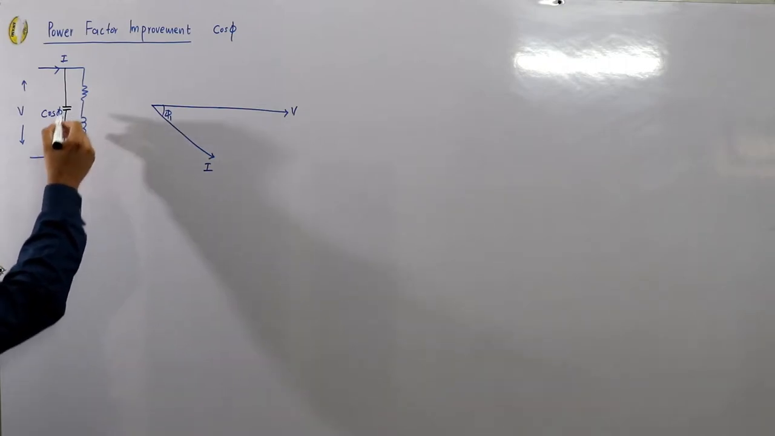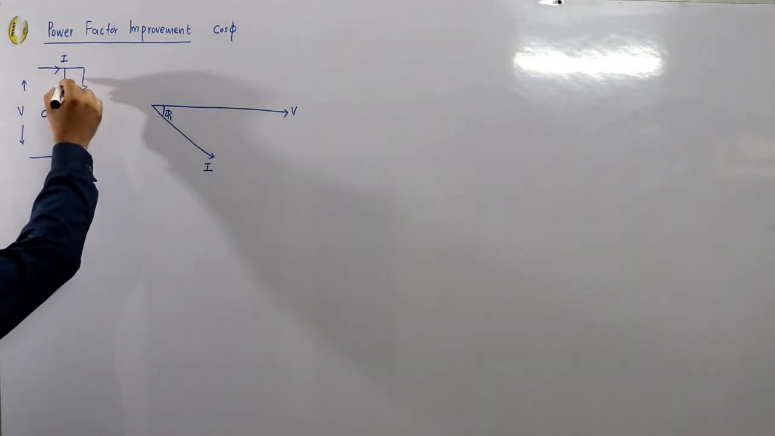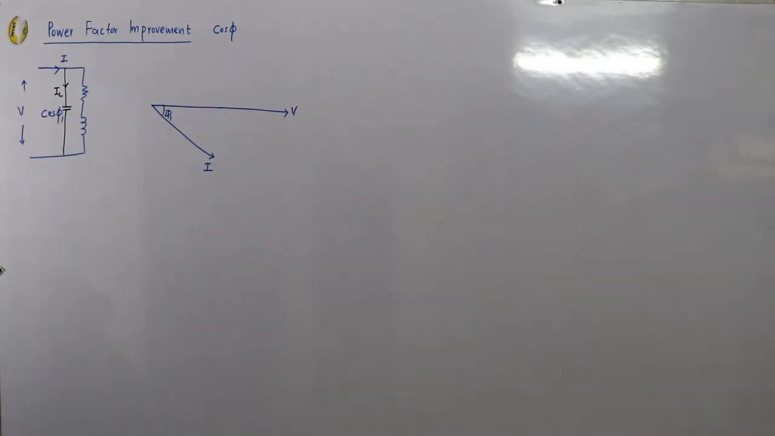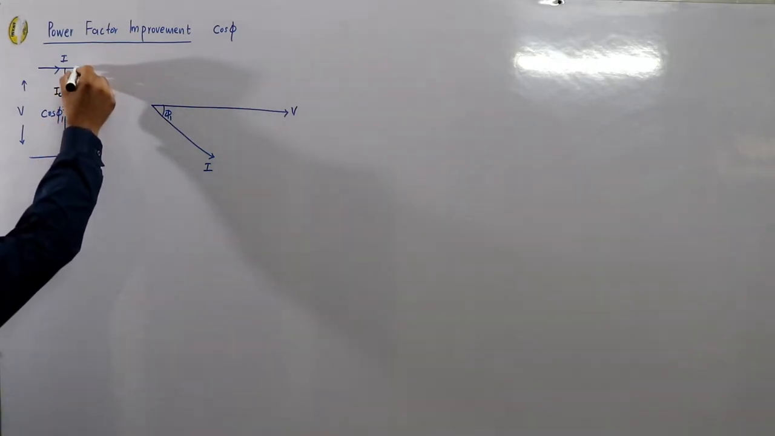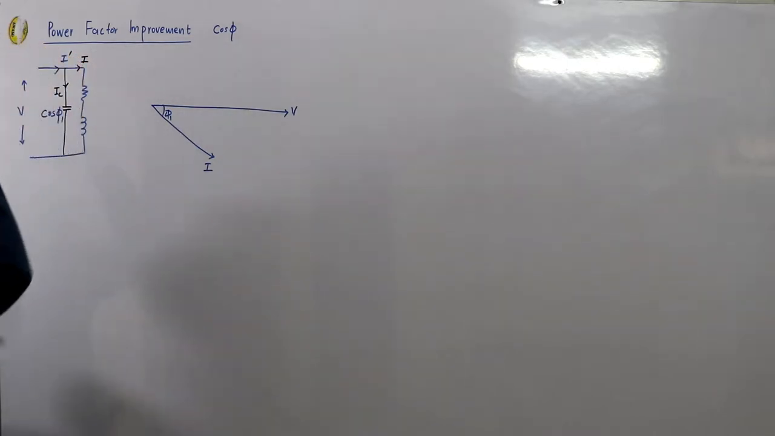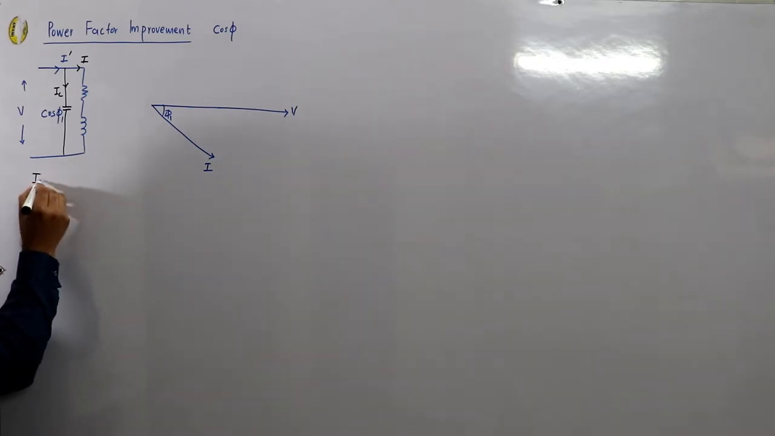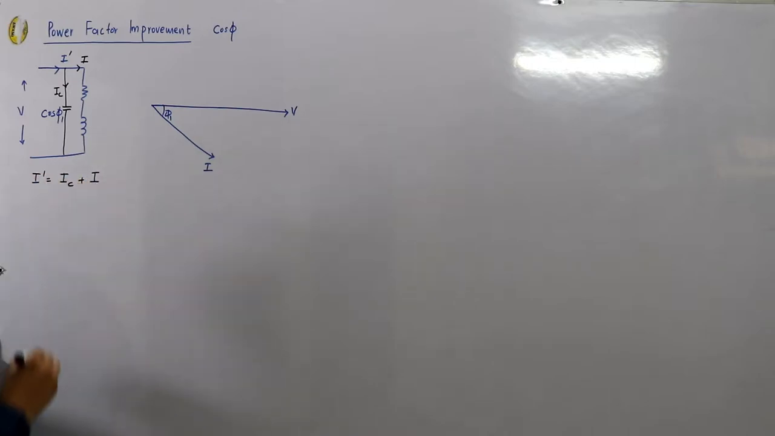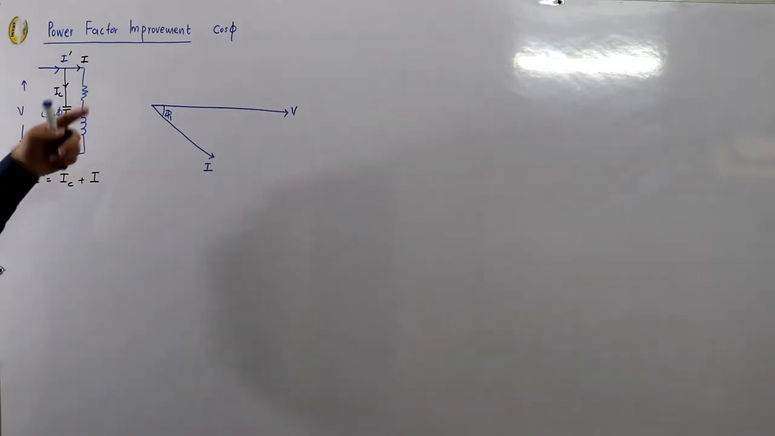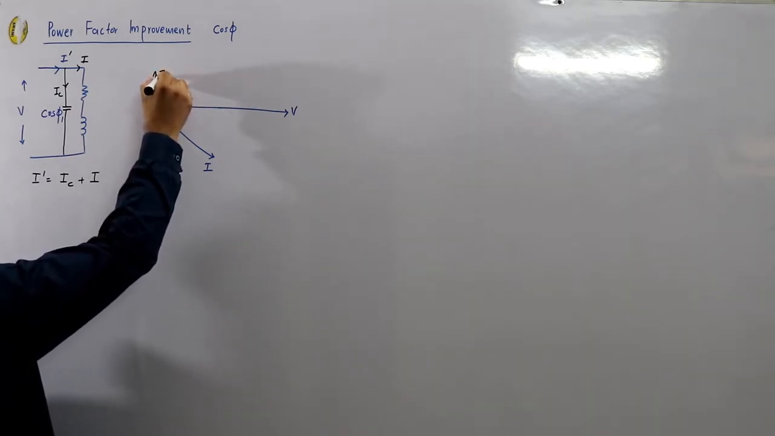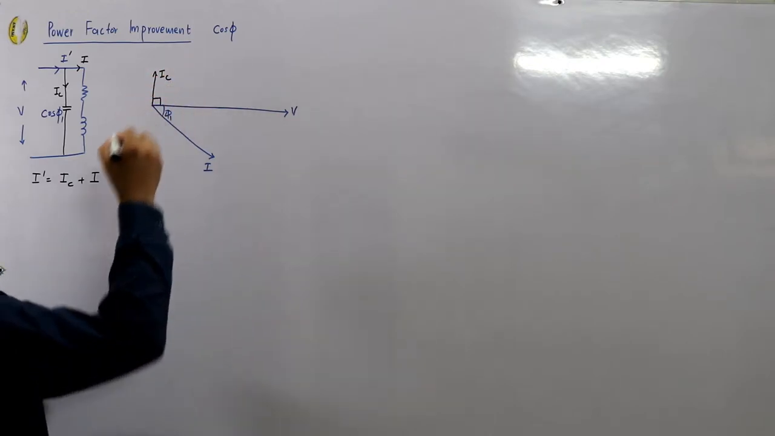So now this current would be IC, flowing through the capacitor. The current flowing through the load is the same I, and the current leaving the supply, I name it I dash. So I dash, the supply current, is equal to the capacitor current IC plus the load current I. The capacitor current would lead the voltage by 90 degrees. So this is IC, which is leading the voltage by exactly 90 degrees.